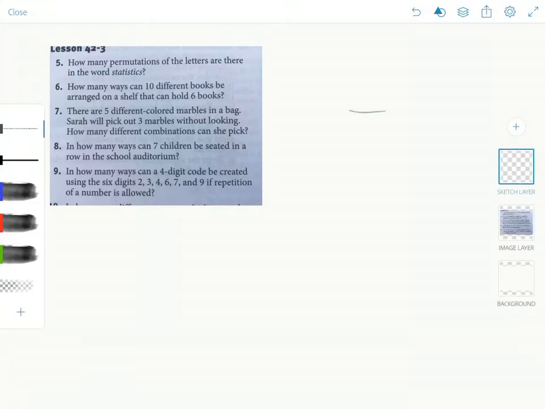So the first thing we need for our numerator is the number of letters in statistics, and that is 1, 2, 3, 4, 5, 6, 7, 8, 9, 10. So 10 factorial is our numerator.